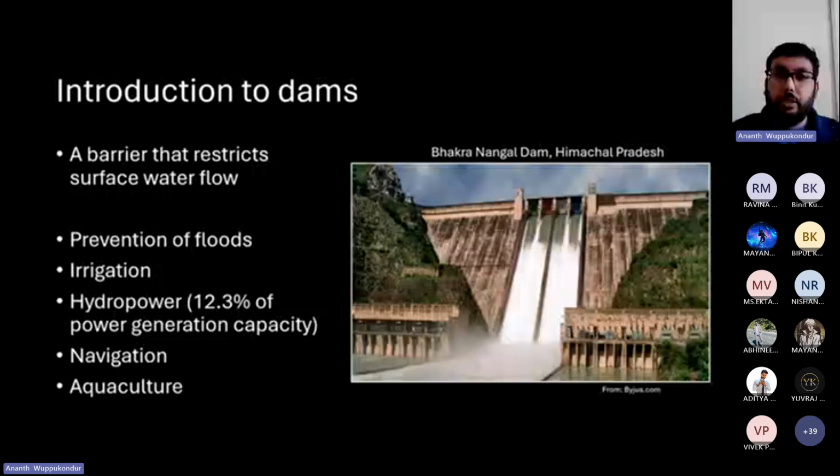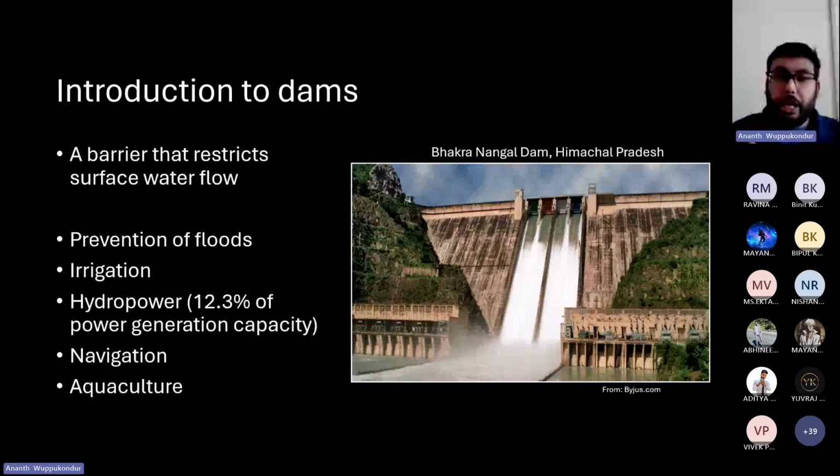Or it could be to draw water for water supply from the reservoir, or to draw water for irrigation purposes. And also we can use the water that you store in the reservoir to generate hydropower. In India, hydropower contributes about 12.3% of power generation capacity. A reservoir that you create by building a dam could also be used for navigation and aquaculture. So if you're fish farming, then you can also use the dams.